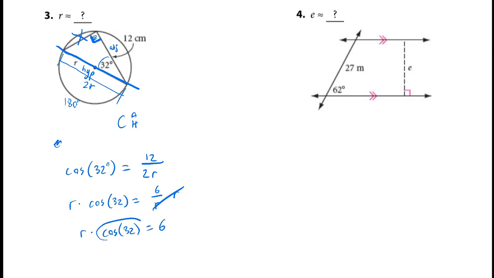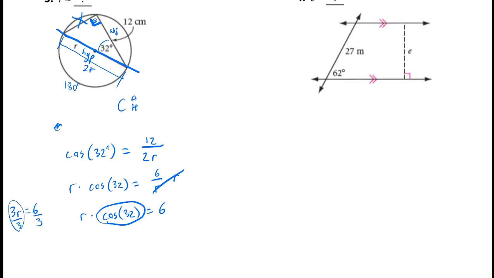Now remember, the cosine of 32 is just a number. So I see this as 3r equals 6. Now 3 isn't the actual number, but it's just a number times r equals a number. So we just divide both sides by whatever number is multiplied by r. So here the number is cosine, so I'm going to divide both sides by cosine of 32.